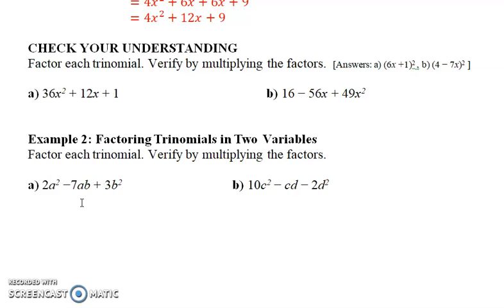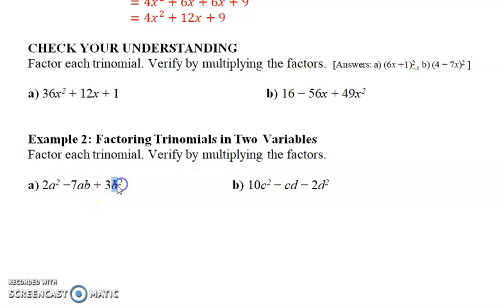The next one in example 2, it says factor each trinomial and then verify by multiplying the factors. So this one here is just factoring by decomposition. There's no real specialty to it. So I need 2 numbers multiplied together to give me 2 times 3, which is 6, added together to give me -7. It will work.